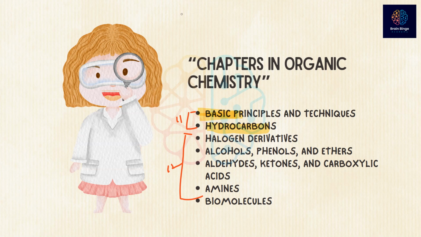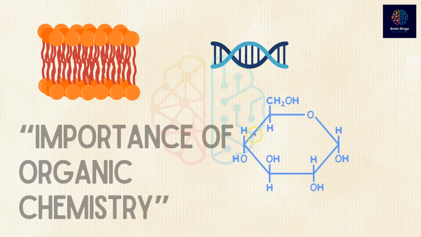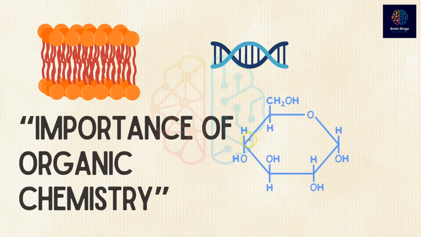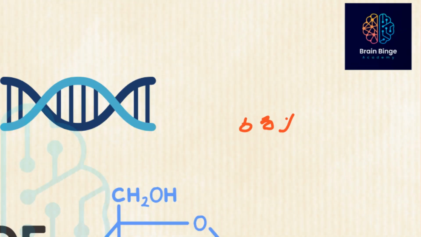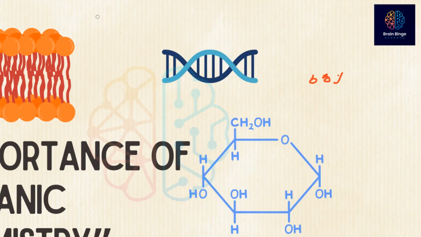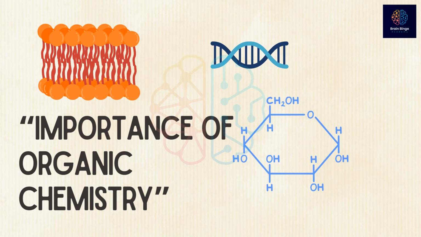Talking about the importance or weightage of organic chemistry. Organic chemistry, inorganic chemistry and physical chemistry in JEE and NEET perspective have more or less equal weightage. So we can consider this to be 33%. 33% of the total weightage in NEET and JEE is what is given for organic chemistry.